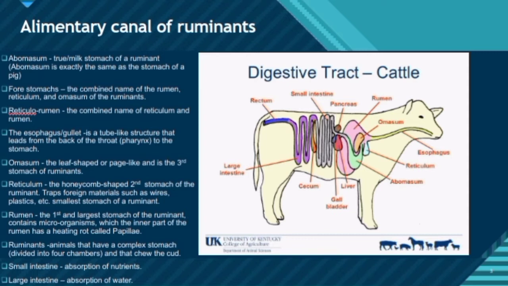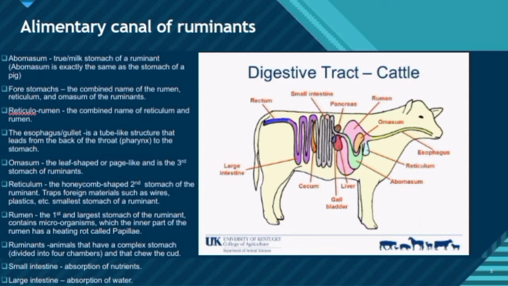The first time it doesn't chew it, it chews it for the second time, and then after being chewed for the second time, it goes back to the omasum, and then after the omasum it goes back to the what? It goes back to the abomasum, and then right now it goes out.